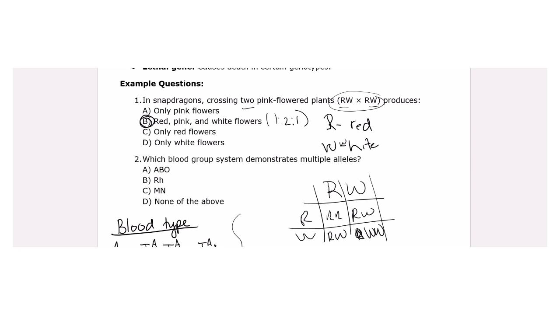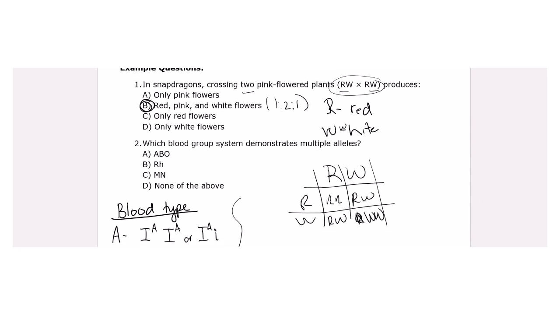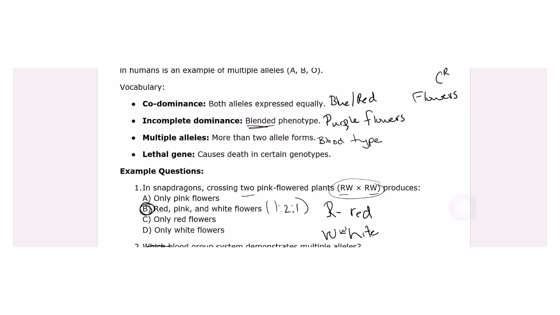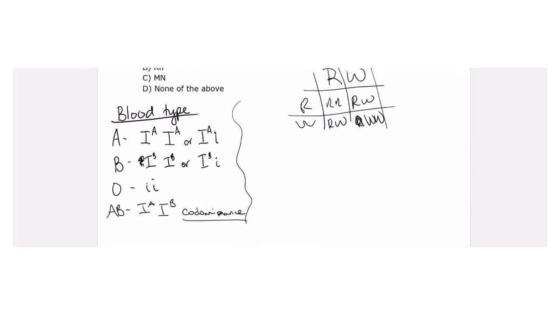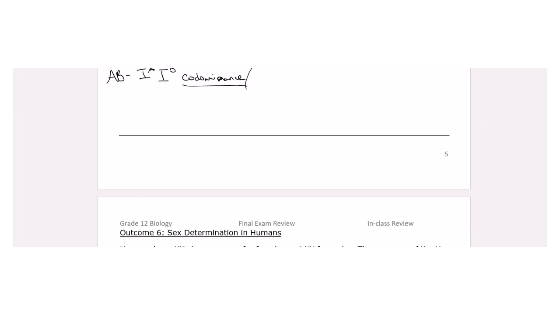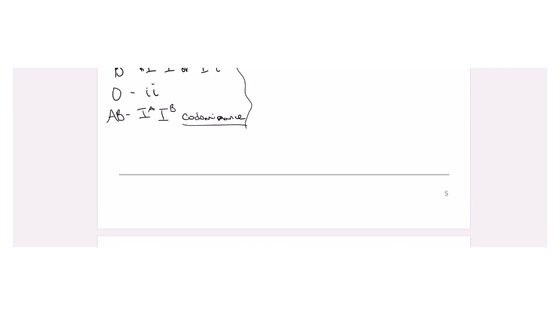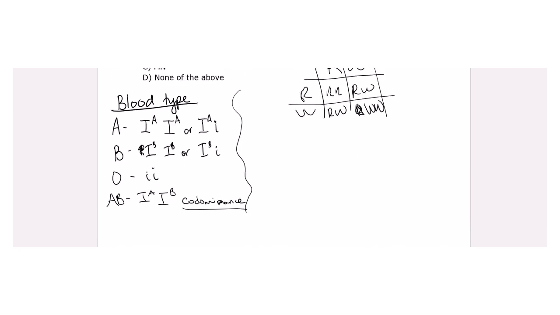Okay. Which blood group system demonstrates multiple alleles? Yeah, I don't like that question. We talked about that. So go back and definitely look at that. Well, can I answer that tomorrow? I'll look it up. Yeah, but no, because that's 11. That's the outcome for 11.